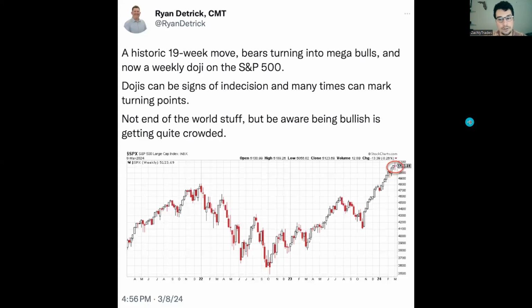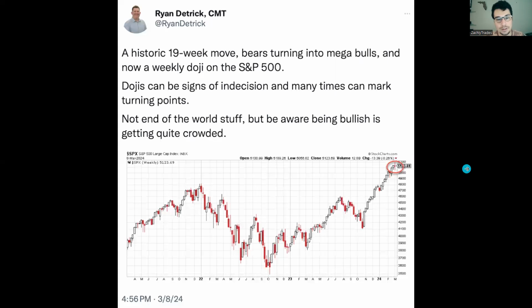Now, let's start off here with some of the data. We've seen a historic 19-week move, all right? But we've now got a weekly doji on the S&P 500. Now, these are indecision candlesticks, but oftentimes they can mark turning points, okay? Over here we had a doji candlestick, and then it marked a turning point, and we continued down lower. All right. So, we'll see if that's going to happen. It's not really the biggest bearish signal ever. All right. It is an indecision candlestick, so we could continue higher.